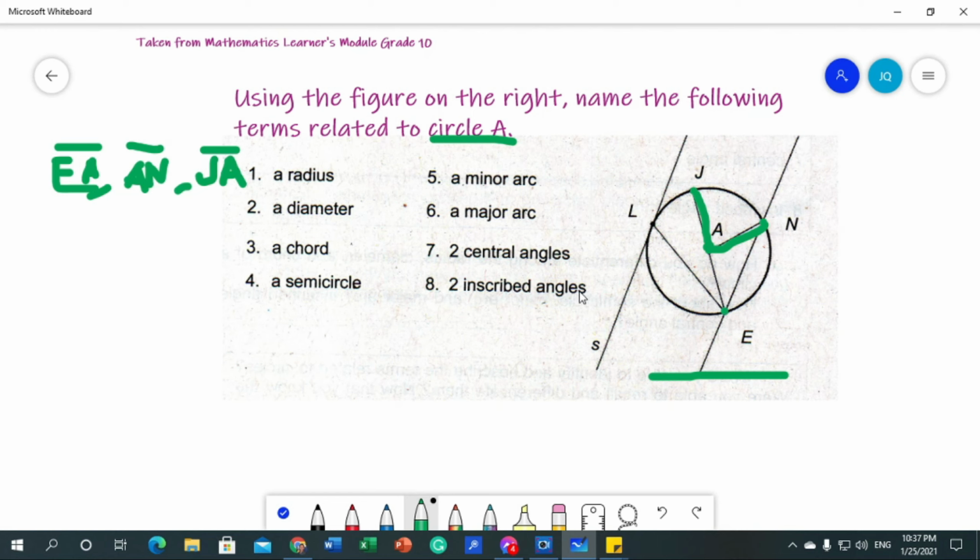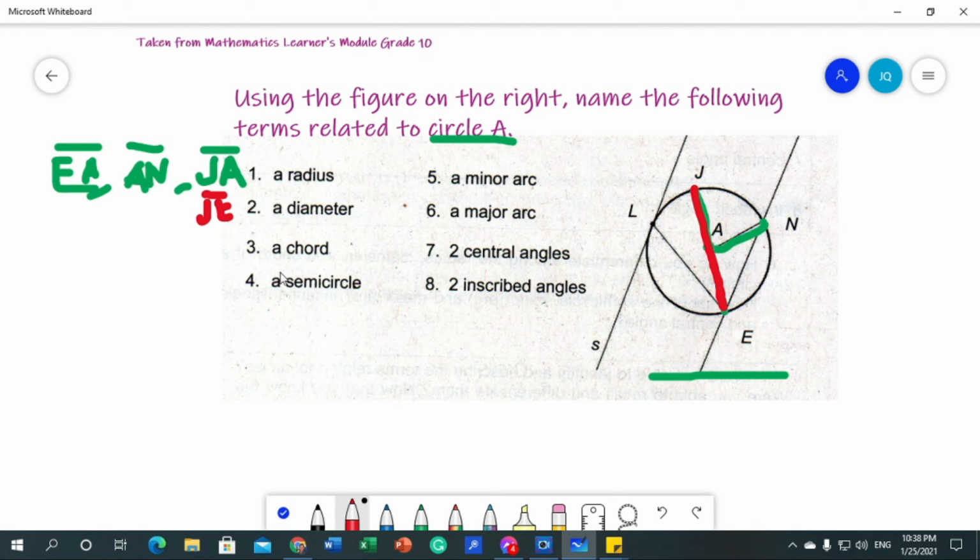Now let's go to number 2. What is a diameter? As you can see, an example of a radius is line segment JA, right? So what happens if you extend line segment JA to the other side of the circle? You can extend it straight, right? So from J to E, and it passes through the center point. So that is called a diameter. An example of a diameter then is line segment JE.